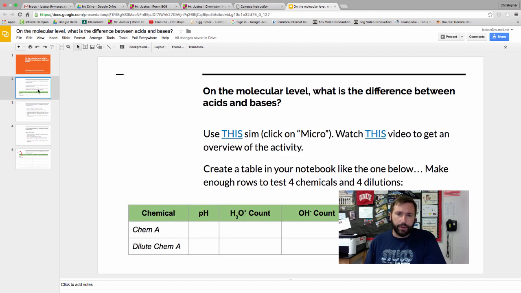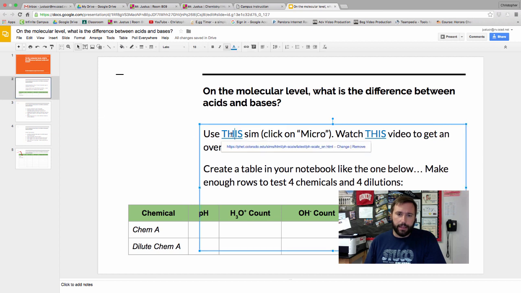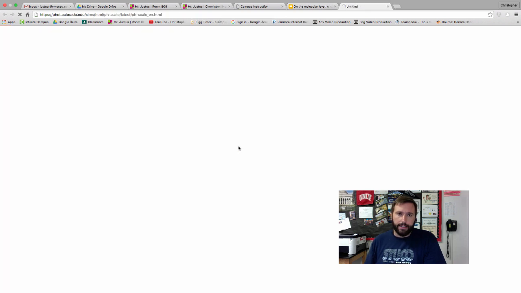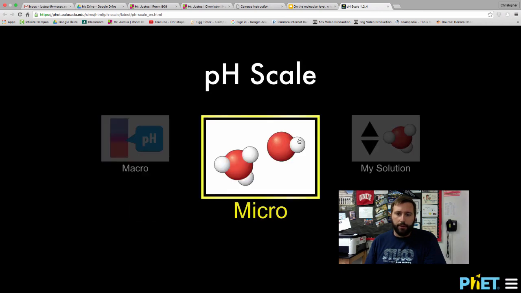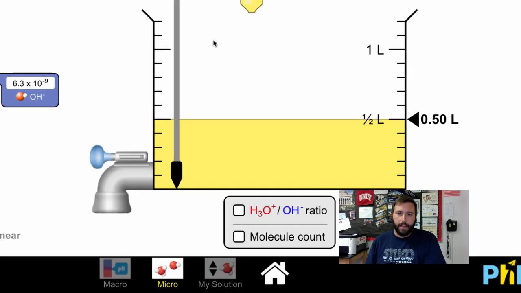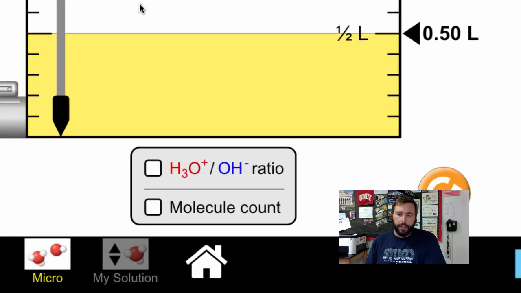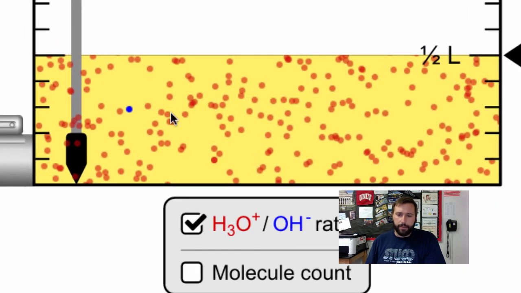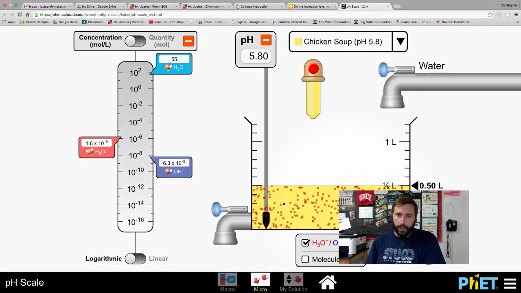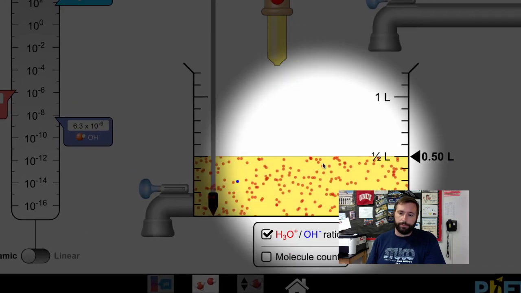So let's go back to where we find that link. I'm going to click this link to access the sim. And when I open it up, it's going to look like this. I want to click on the micro area. The very first thing I'm going to do is change the hydronium and hydroxide little button right there. What that's going to allow me to do is see the hydronium, that's the red circles, and the hydroxide, that's the blue circles, within this solution of, it looks like, chicken soup.